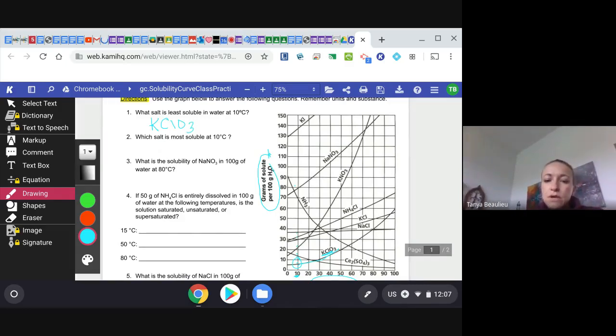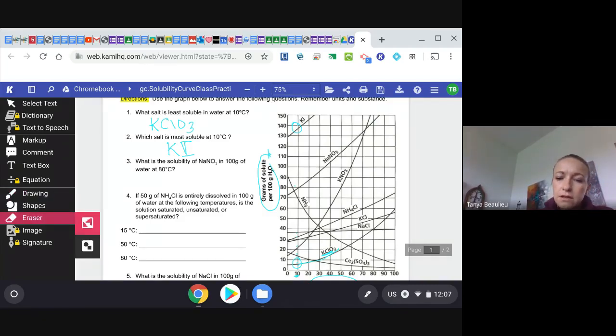Which salt is most soluble is going to be the one that's highest up at 10 degrees Celsius. And that is this guy up here, potassium iodide. So most soluble at 10 degrees Celsius is KI, or potassium iodide. What is the solubility of sodium nitrate in 100 grams of water at 80 degrees Celsius? I'm going to kind of clean this up here, since we're going to keep coming back to it. There we go.